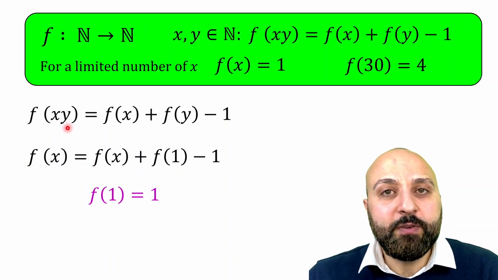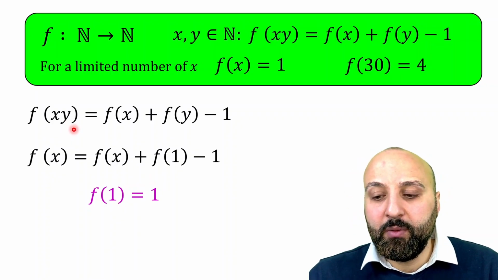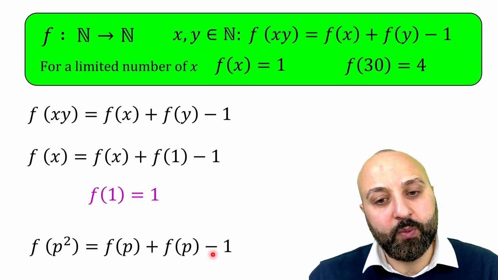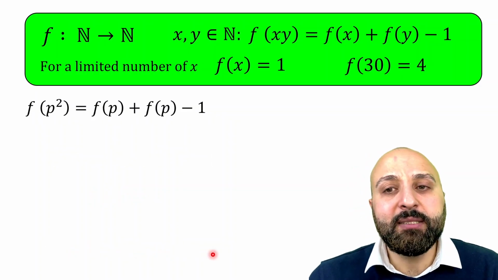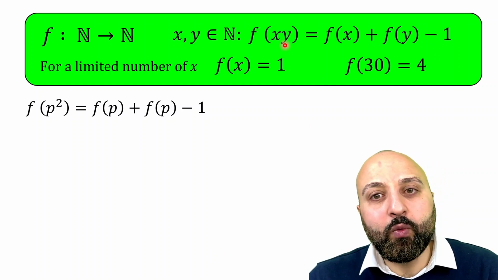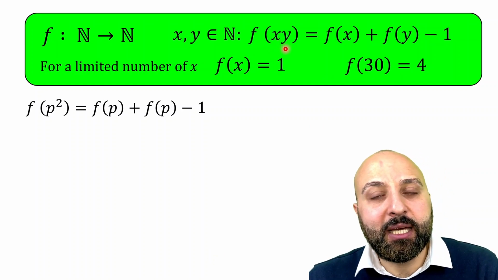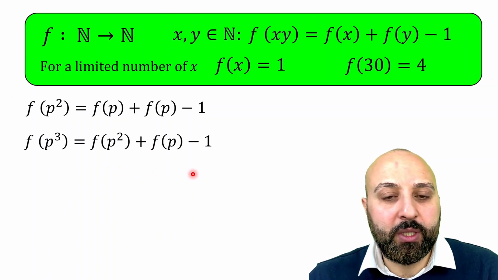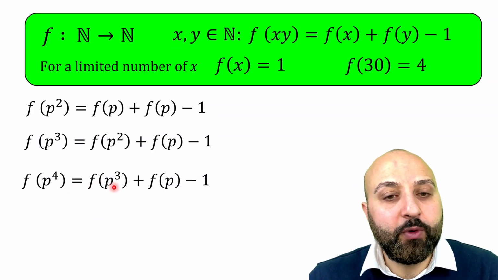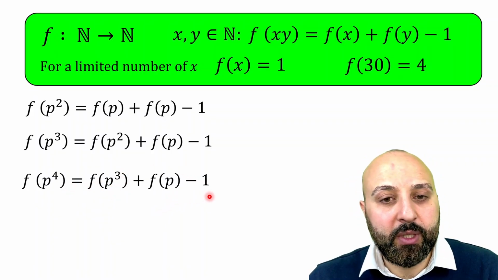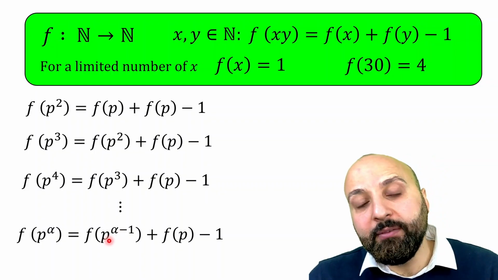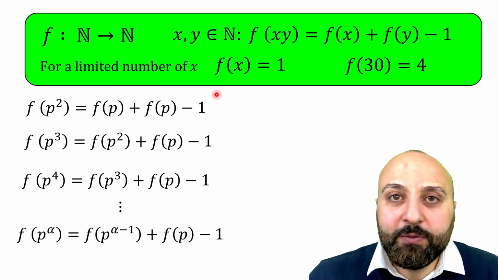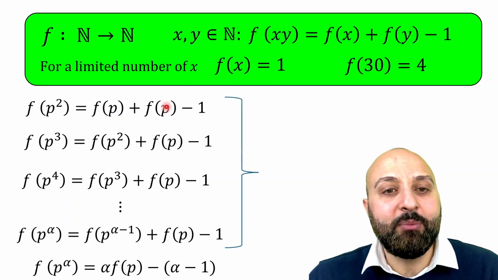If instead of x we put p and instead of y we put p, we get some additional information. We know that f(p^2) is equal to f(p) plus f(p) minus 1. Now instead of x, I put p^2 and instead of y, I put p. In this case, I can calculate f(p^3). So f(p^3) would be f(p^2) plus f(p) minus 1. I can continue this procedure. f(p^4) would be f(p^3) plus f(p) minus 1. And if we do it until f(p^alpha), it becomes equal to f(p^(alpha-1)) plus f(p) minus 1. And if we add all of these equations together, something interesting happens.